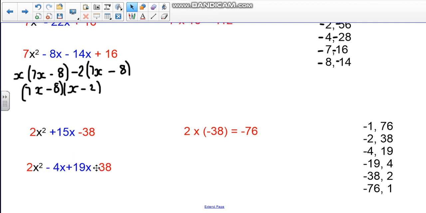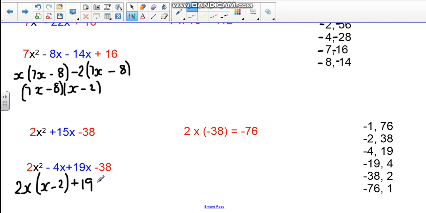So it's going to be 2x squared minus 4x plus 19x minus 38. So again, what can I factorise here? Well, I can take a 2 and an x out, which leaves me with x minus 2. What can I factorise here? Well, 19 goes into 19 and 38, so it's plus 19 I'm taking out, and that leaves me with x minus 2. And then we put x minus 2 at the front, and 2x plus 19 as the other bracket. So we've factorised.